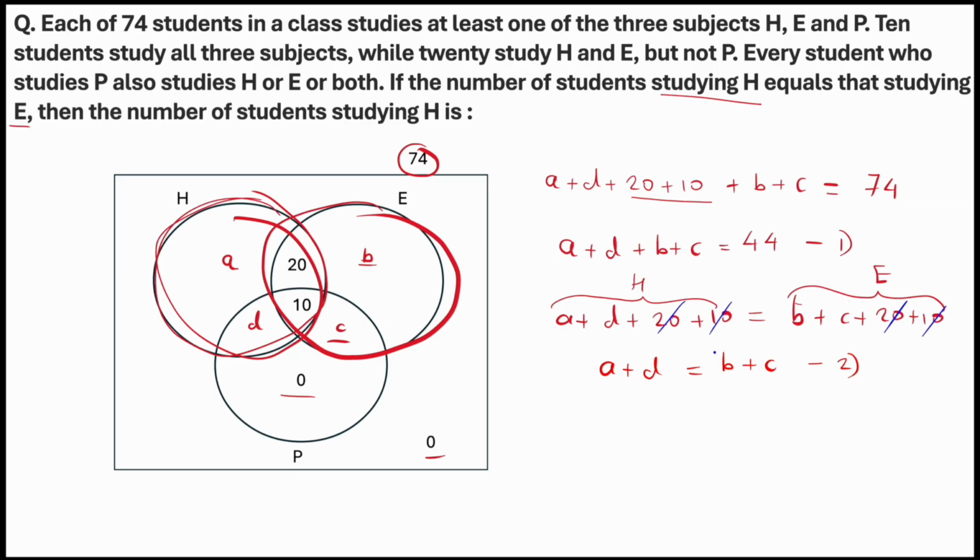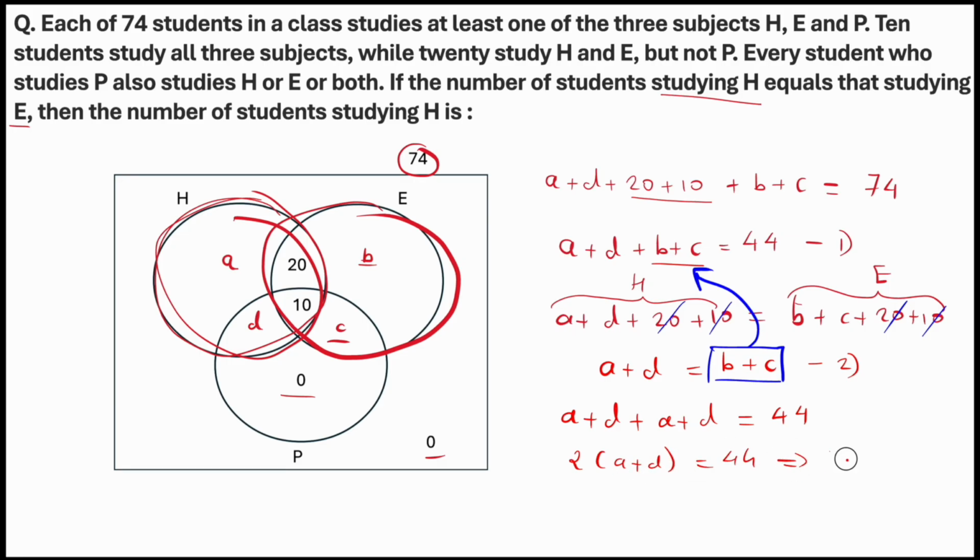Now our next step is we substitute the value of B plus C in the first equation. Basically, the second equation we are substituting in the first. I will get A plus D plus, in place of B plus C, I can put A plus D. So A plus D plus A plus D should be equal to 44, or twice of A plus D is 44, implying that A plus D will be 44 divided by 2, 22.